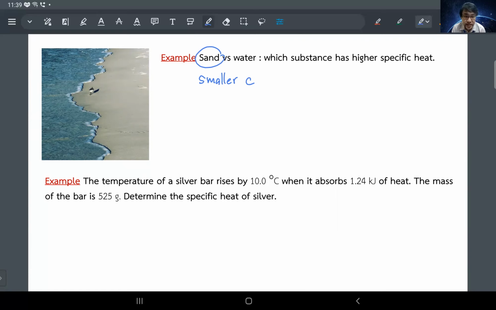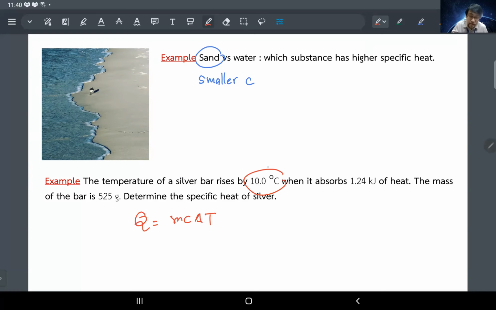The temperature of a silver bar rises by 10 degrees Celsius when it absorbs 1.24 kilojoules of heat. Now the mass of the bar is 525 grams. Determine the specific heat of silver. All right, so this one is a straightforward application of this equation, Q equals mc delta T, and all the information is already given.